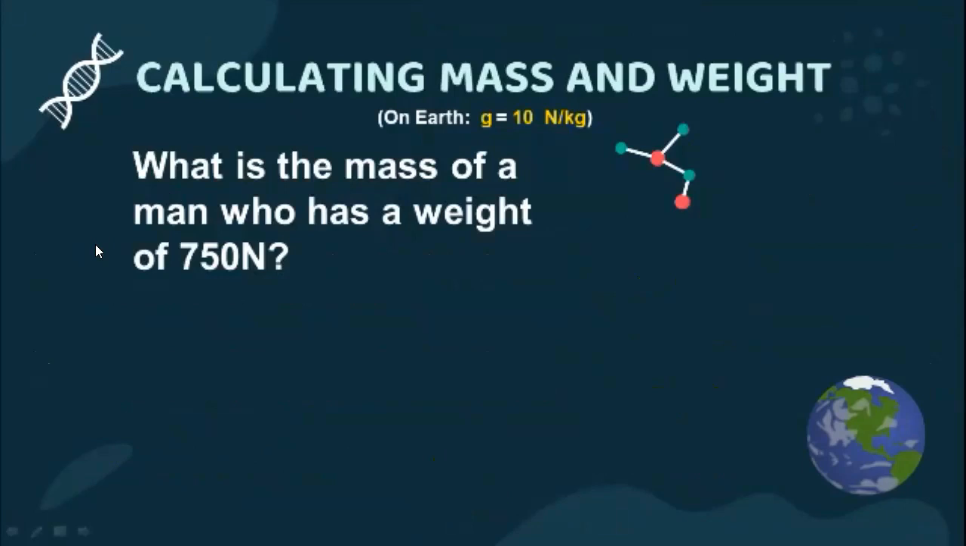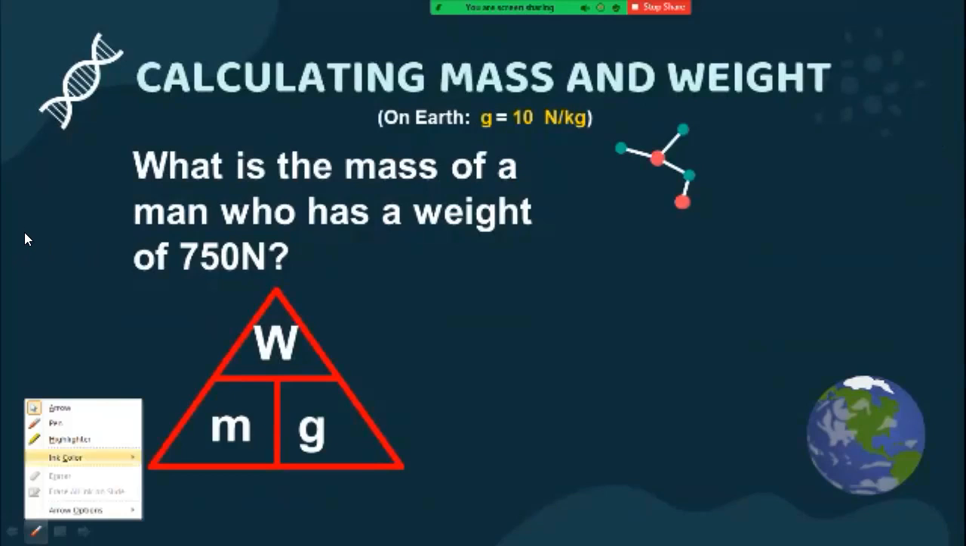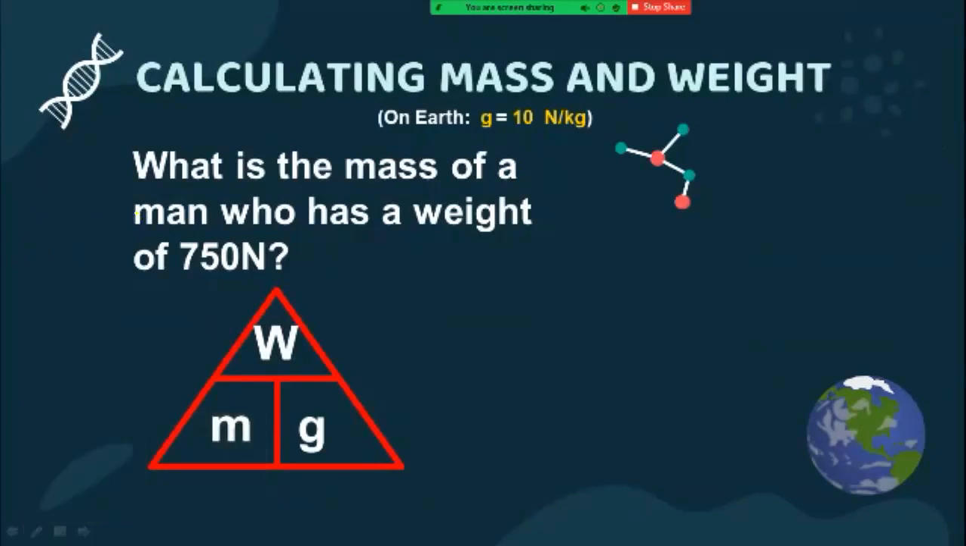Now, to help with remembering the formula for weight, arrange the three quantities in a triangle as shown here. With this arrangement, weight equals the product of mass and gravity. So you have weight at the top of the triangle and mass and force of gravity at the base of the triangle. So weight in this case equals the product of the two quantities you have at the base. Weight equals M times G.